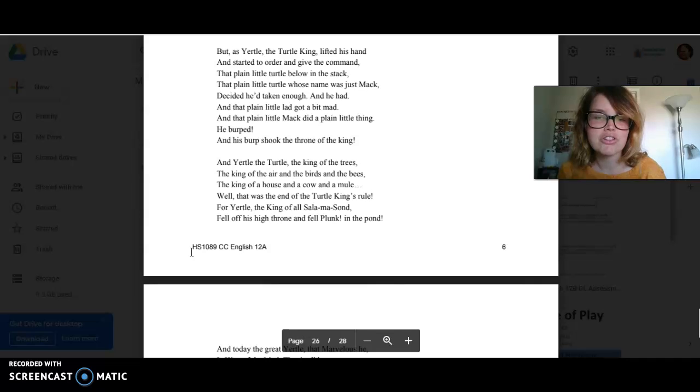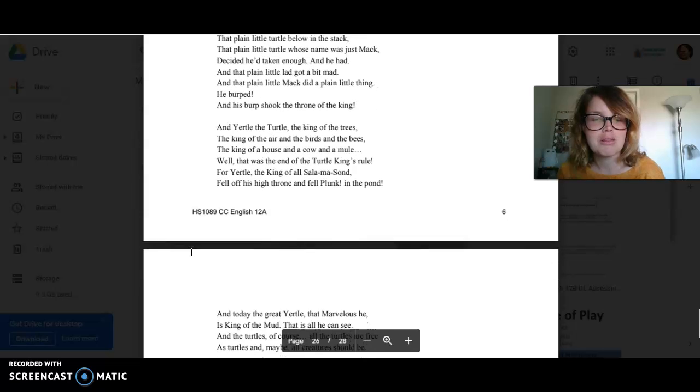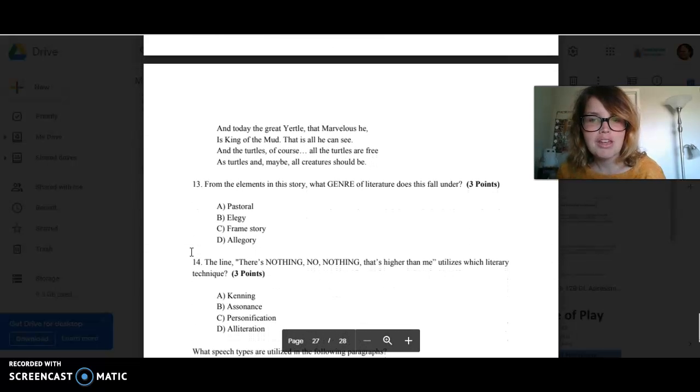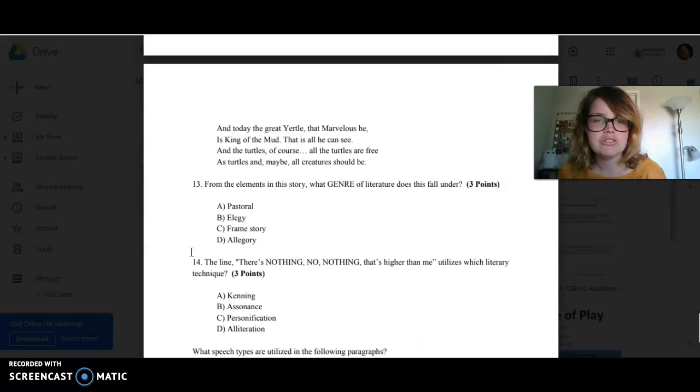For Yertle, the king of all Sala-ma-Sond, fell off the high throne and plunk in the pond. And today the great turtle, or Yertle, that marvelous he, is king of the mud, that is all he can see. And turtles, of course, all turtles are free, as turtles and maybe all creatures should be.